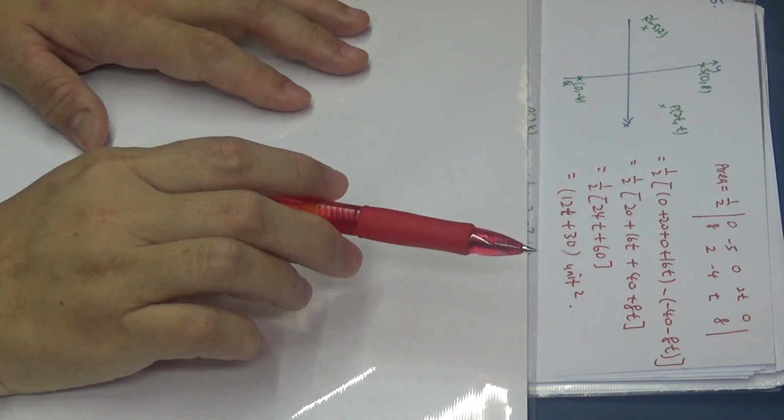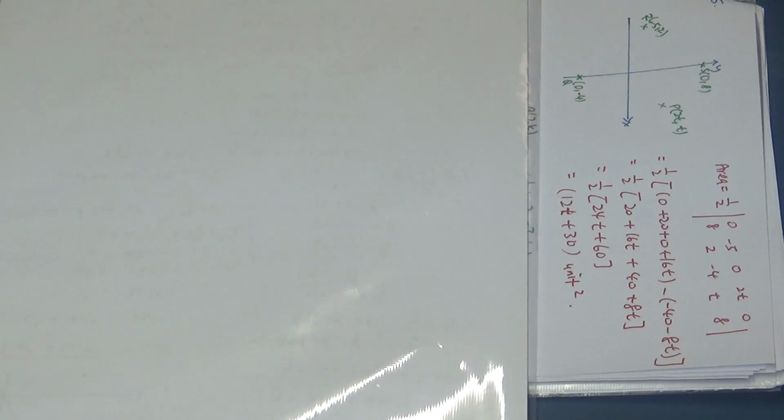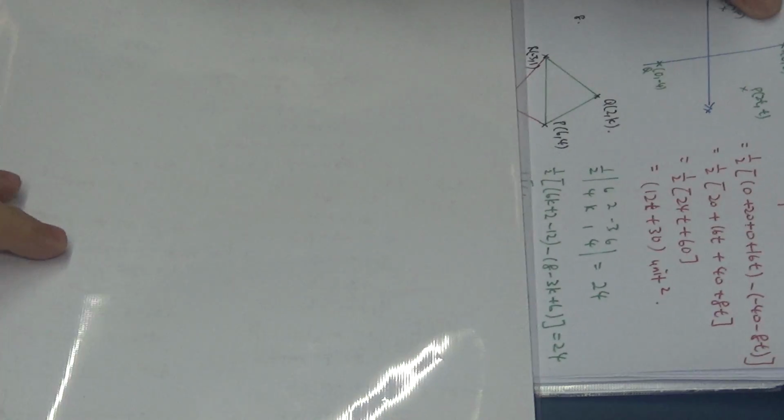Now next, question number 8. Question number 8 is similar to one of the examples. The vertices of a triangle are so and so forth. Given that its area is 24 square units, what are the possible values of k? Now for question 8, you have to draw the diagram.